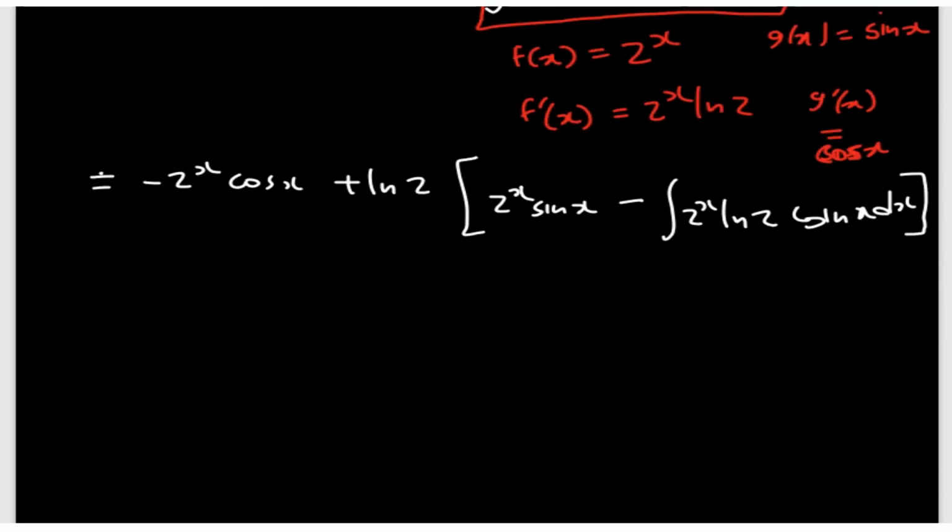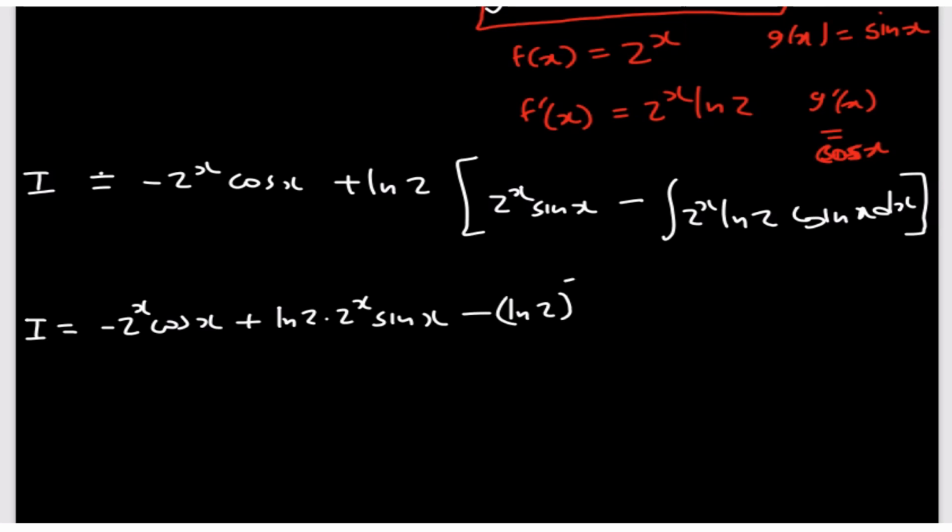Now don't forget, everything we've been doing, we've been solving I. So now I still have minus 2x cos x plus, now I can multiply inside the bracket with ln 2, so I'll have ln 2 times 2x sin x minus ln 2 squared. Why is it ln 2 squared? Because it's this ln 2 and I'm taking out ln 2 here. So it's ln 2 squared integral of 2x sin x dx.